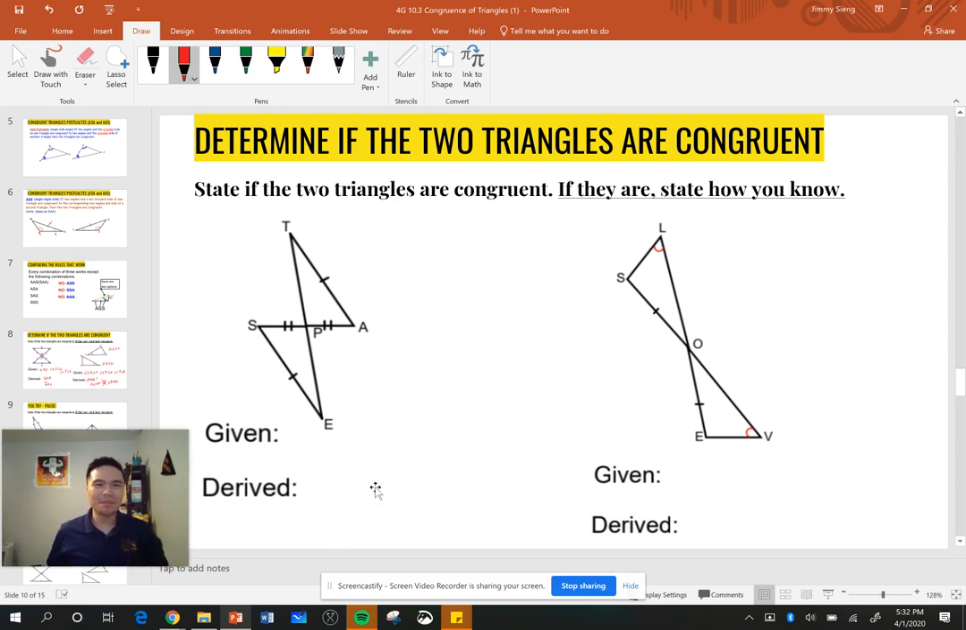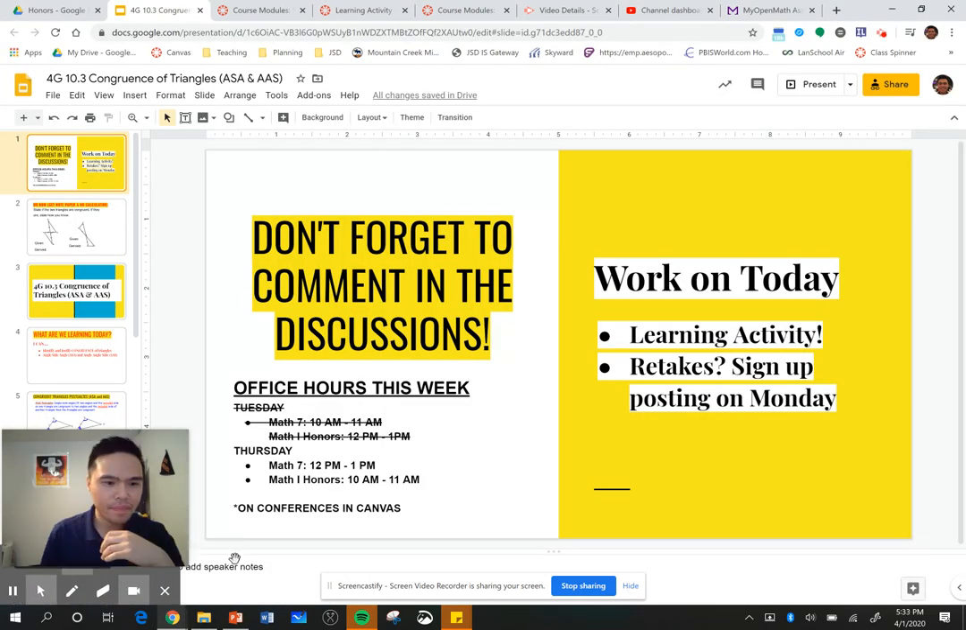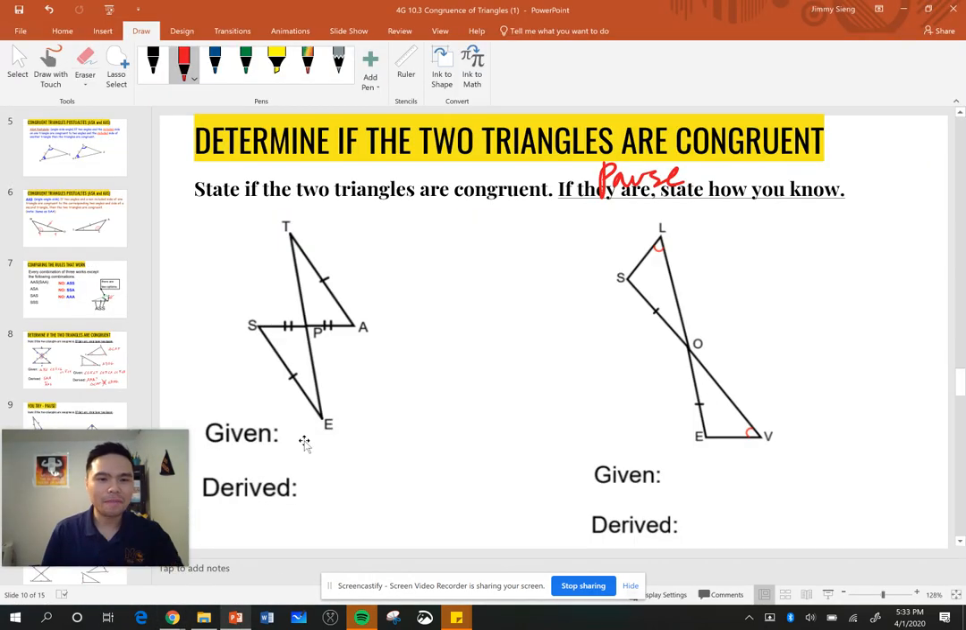Okay, let's look at some other ones. So I gotta do the same thing here. State if these two triangles are congruent. If they are, state how you know. Man, you know what? Pause this video too. Go ahead and pause and do this one as well. Okay, this is pretty much a review one, I think. Let's go ahead and pause. You know what? Just kidding. We're gonna do this together.